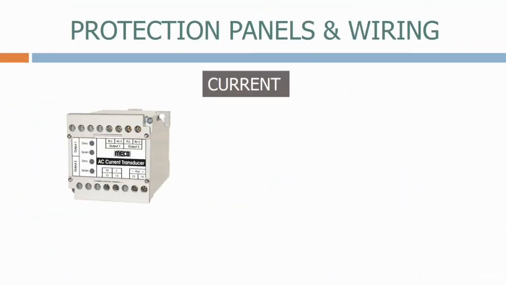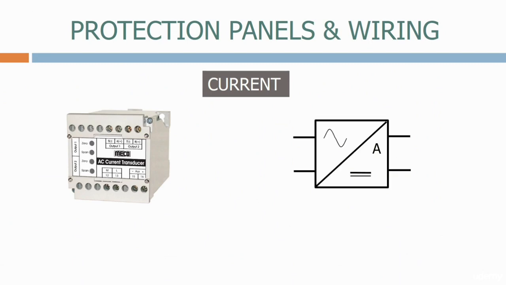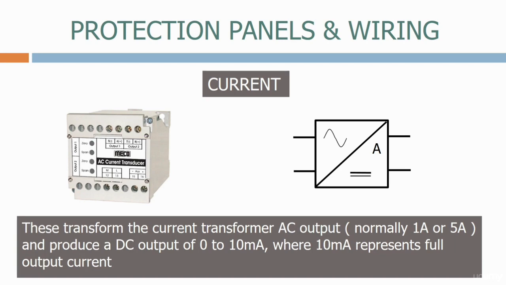Next we have a current transducer. This is the symbol we normally use. These transform the current transformer AC output, normally 1 amp or 5 amp, and produce a DC output of 0 to 10 mA, where 10 mA represents full output current.